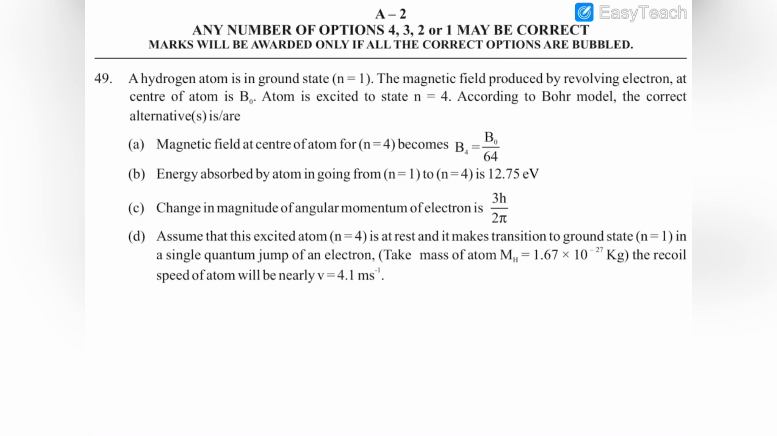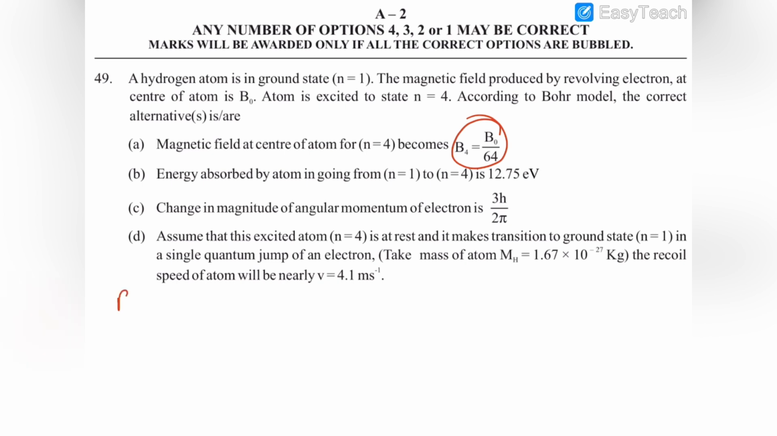In this question, you can see that there is a hydrogen atom which is in ground state, n equal to 1, and the magnetic field produced by the electron which is revolving in the ground state is B naught at the center. Now this atom is excited to n equal to 4, and if we assume that the Bohr model is applicable, then which of the following options is correct? So first of all, let us find the magnetic field at the center of the atom when the atom is excited to n equal to 4.